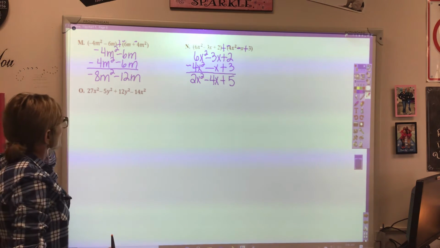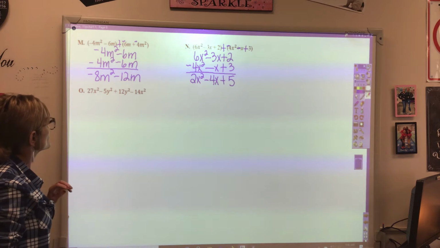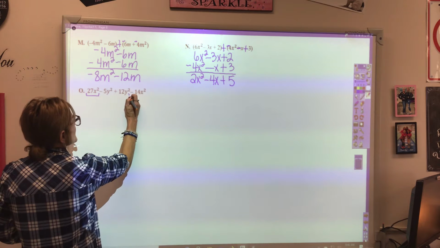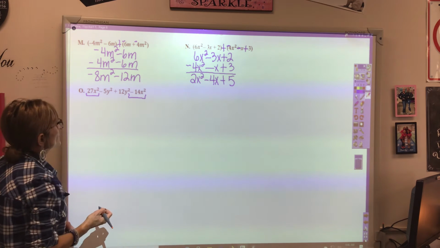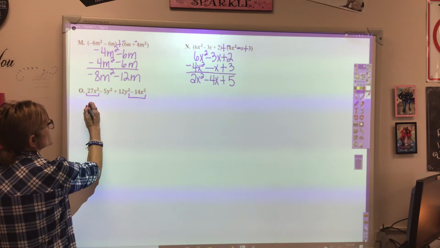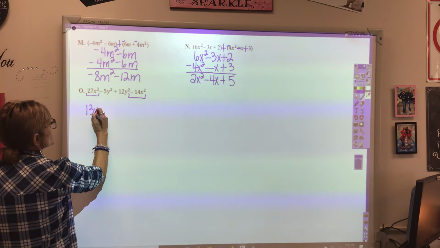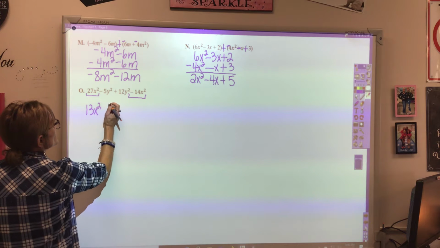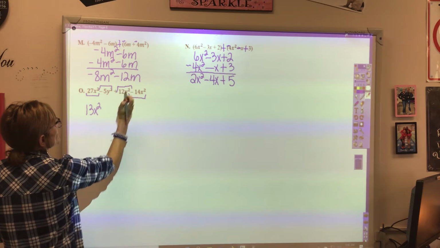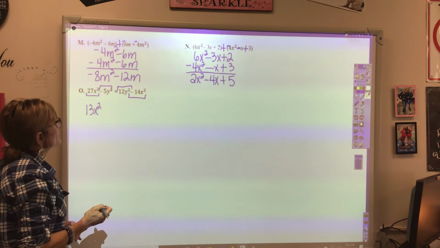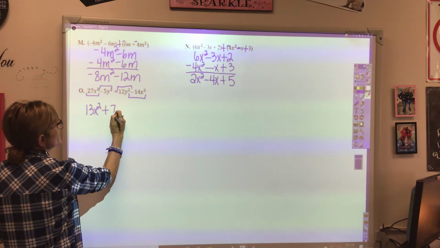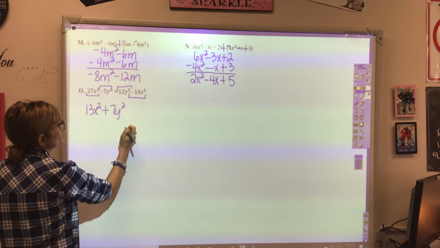On example O, we're just going to combine our like terms. So if you can see, we've got a 27x squared and a negative 14x squared. Those are like terms, and if we combine those, 27 minus 14 would be 13x squared. You can also see that negative 5y squared and 12y squared are like terms. Negative 5y squared plus 12y squared would be plus 7y squared.